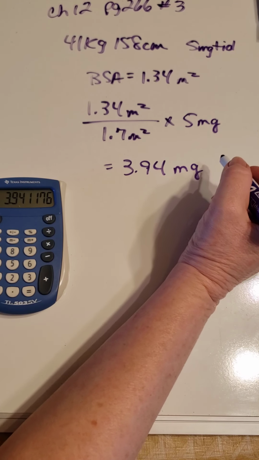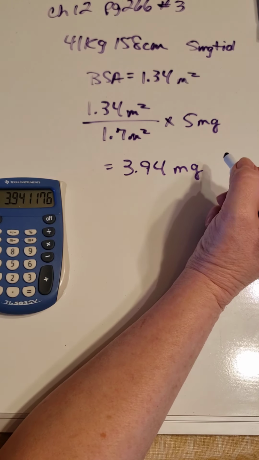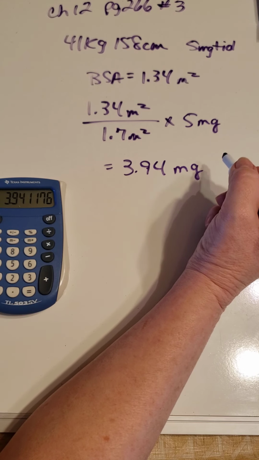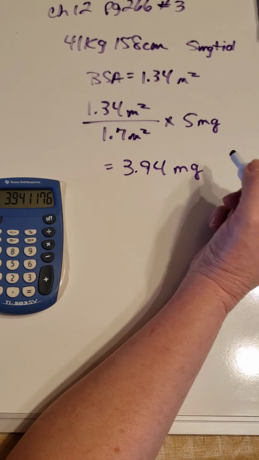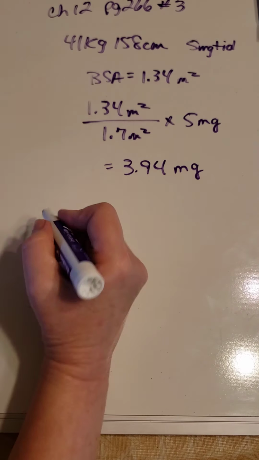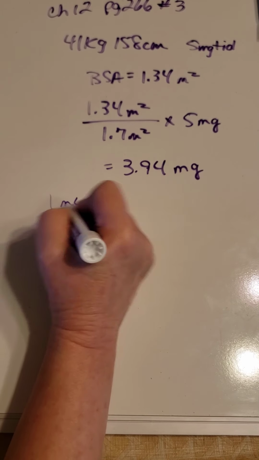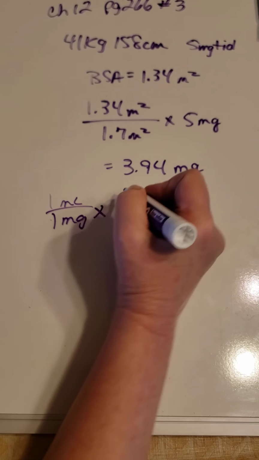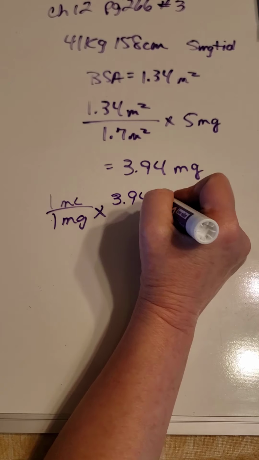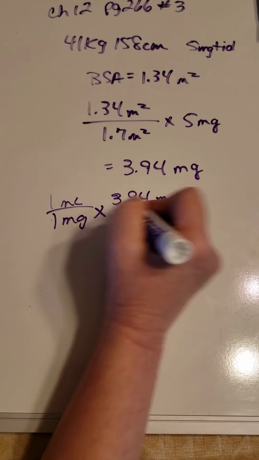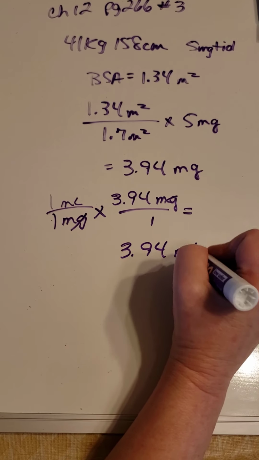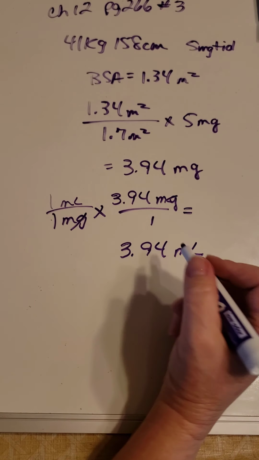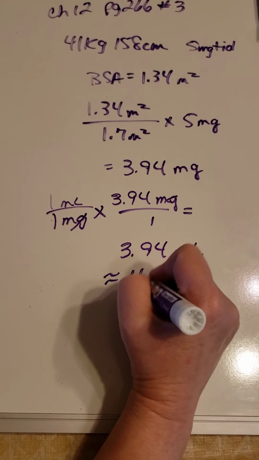And that would be the strength of the medication. And it says that prednisone is available as 1 milligram per 1 milliliter. So since 1 ml contains 1 milligram and we want to give 3.94 milligrams, we're going to end up with 3.94 milliliters. And honestly, that's close enough that you could probably give the patient 4 mLs.